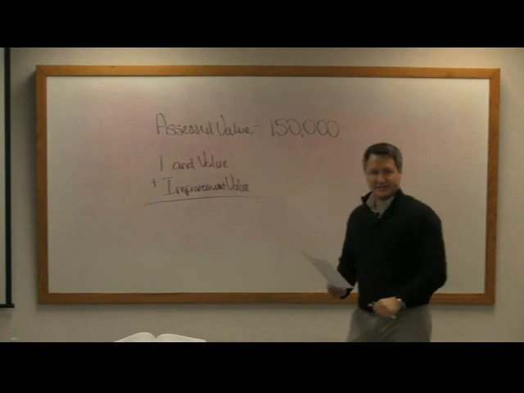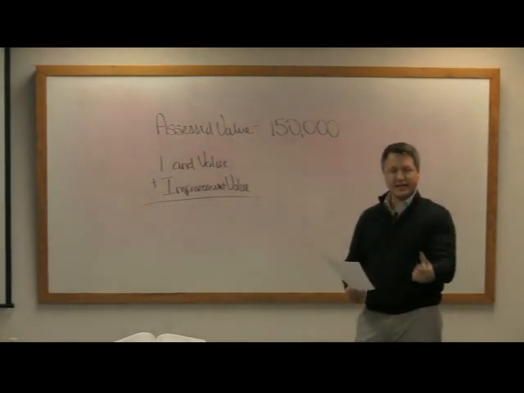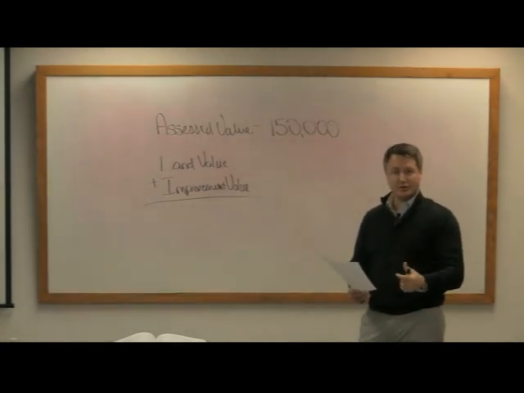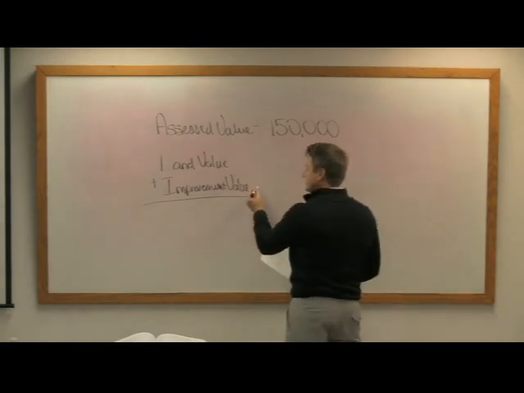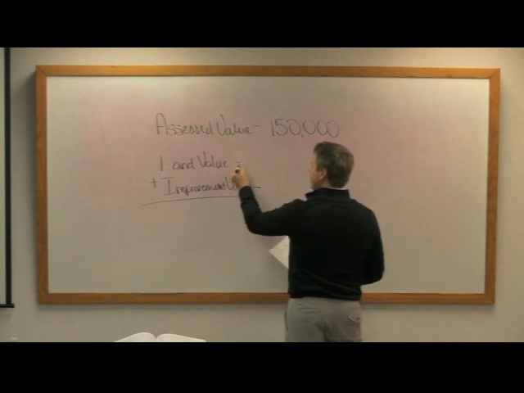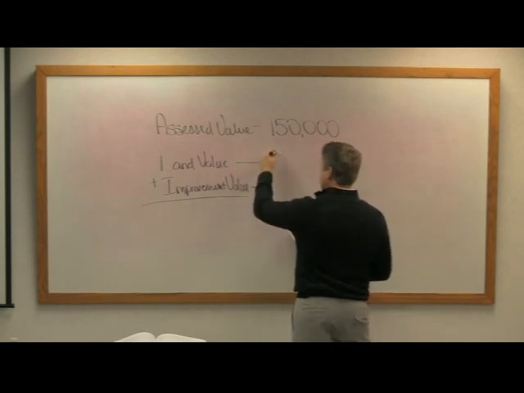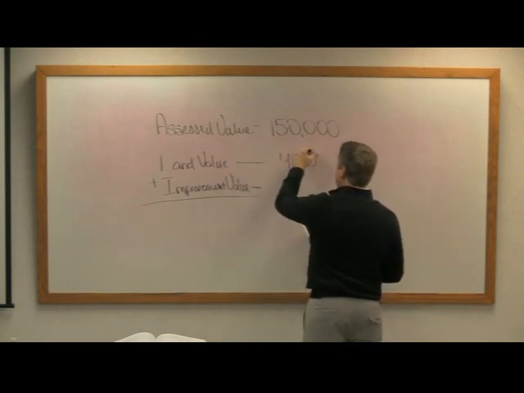And how do we get the assessed value? We take the land value plus the value of the improvements, and we come up with that number. We don't know what the improvement value is. We just know what the land value is, which is $40,000.